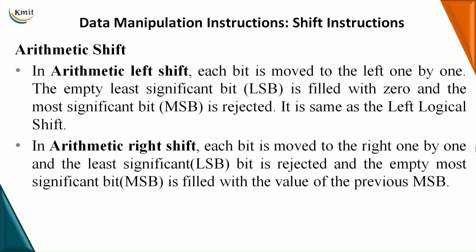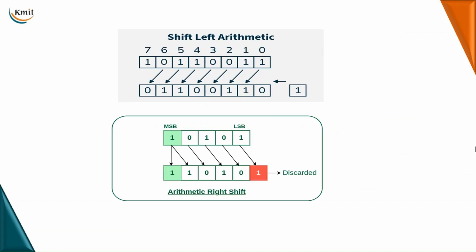Each bit is moved to the right one by one and the least significant bit will be rejected, and whatever is there as the empty most significant bit is filled with the previous value of the MSB. So let us see an example.